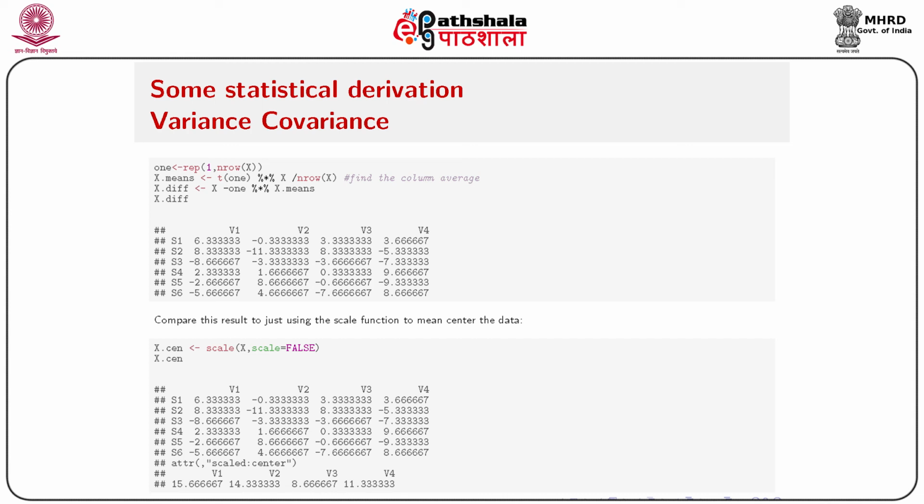If you type x.diff, it will show you what you got by these derivations. And compare this result to just using the scale function to mean-center the data. You can just say scale equals false, and then automatically it will give you exactly the same results that you calculated based on the matrix and vector concept.